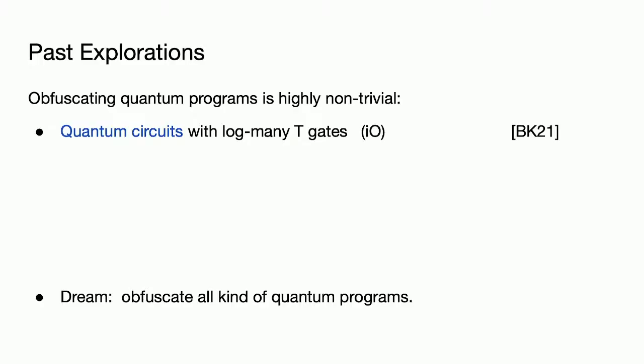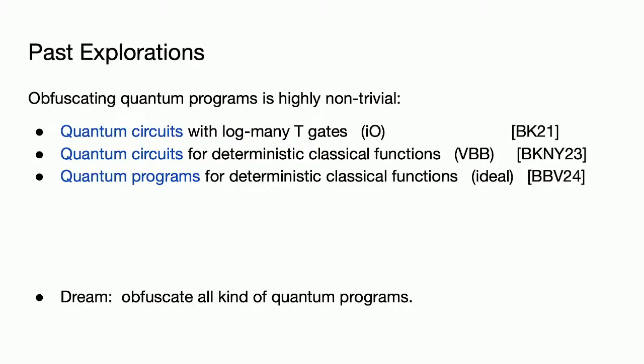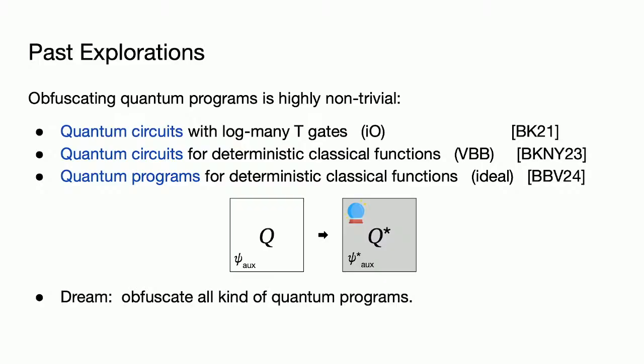So in the classical oracle model, Bartušek, Kitagawa, Nishimaki, and Yamakawa obtained a quantum virtual black box obfuscation for efficient quantum circuits that compute deterministic classical functions. And more recently, Bartušek, Brakerski, and Vaikuntanathan achieved ideal obfuscation for efficient quantum programs that compute deterministic classical functions. Note that these results can achieve the strong notion of VBB or ideal obfuscation because they work in the classical oracle model instead of the plain model. And so their obfuscated program in these schemes will carry a classical oracle.